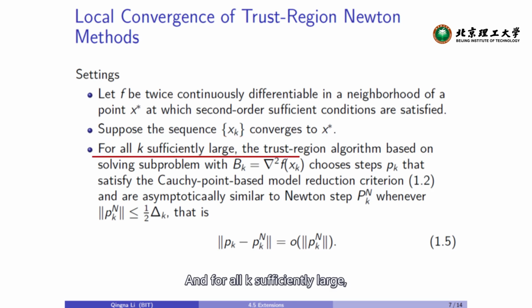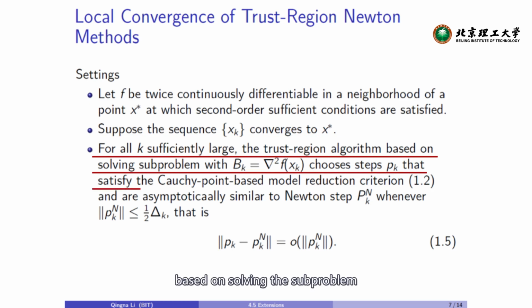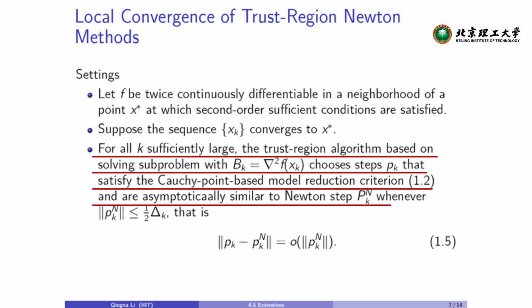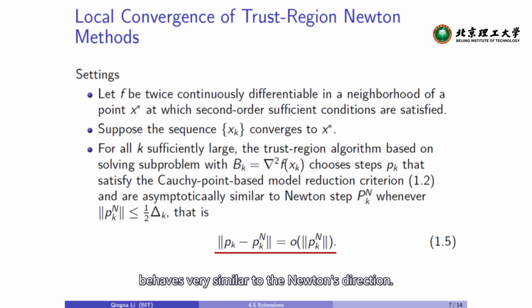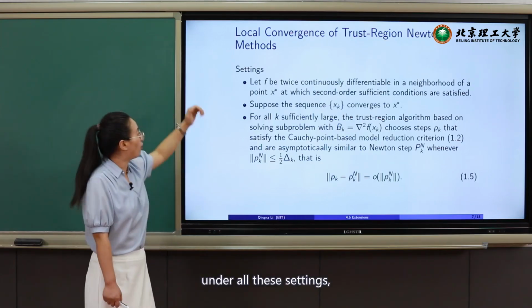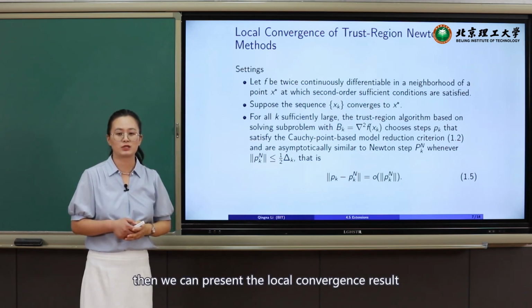And for all k sufficiently large, the trust region method, based on solving the subproblem with Bk exactly the Hessian matrix, chooses the step pk such that the corresponding sufficient reduction in the model function is satisfied. In this case, we also require that the corresponding model function reduction is asymptotically similar to Newton's step. Okay? So moreover, in a mathematical sense, we assume that the current step pk behaves very similar to Newton's direction. So the difference between the two terms is of higher order than Newton's direction. After that, under all these settings, we can present the local convergence result for trust region methods.